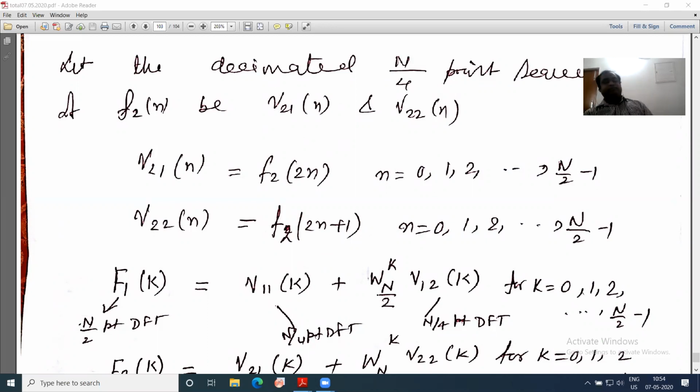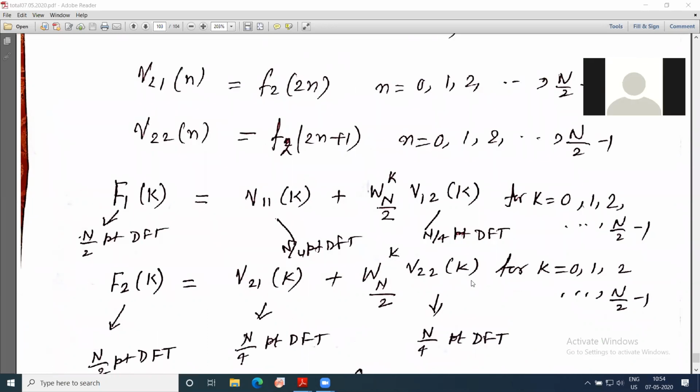Is it clear? Fine. Now similarly f1 of k equals v11 of k plus wn by 2 k v12 of k. Similarly f2 of k, what can I write? v21 of k plus wn by 2 k v22 of k.